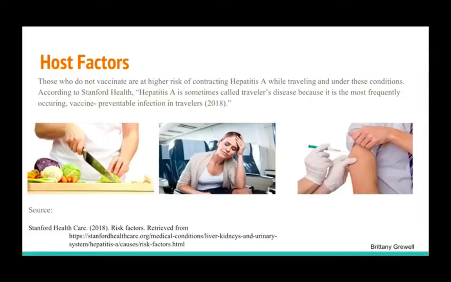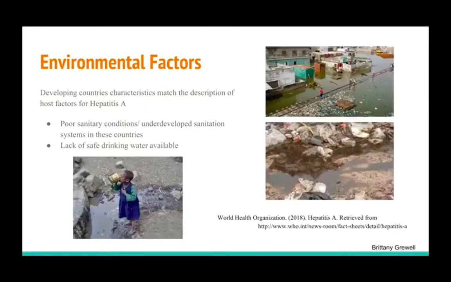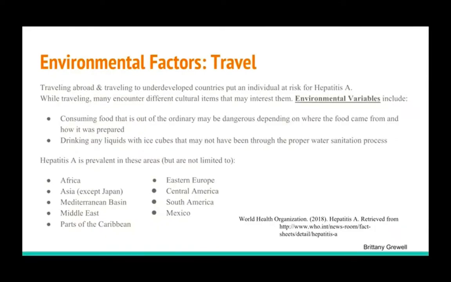According to Stanford Health, hepatitis A is sometimes called traveler's disease because it is the most frequently occurring vaccine-preventable infection in travelers. Environmental factors play an important role in the vulnerability to hepatitis A. Developing countries' characteristics match the description of host factors for hepatitis A. Poor sanitary conditions and underdeveloped sanitation systems are usually found in these countries, as well as a lack of safe drinking water. Traveling abroad and traveling to underdeveloped countries put an individual at risk for hepatitis A.